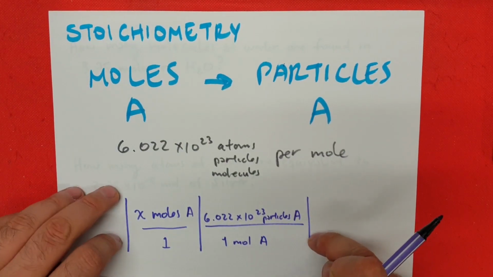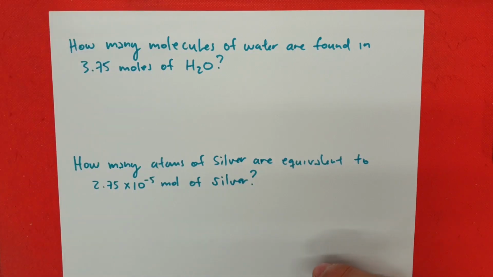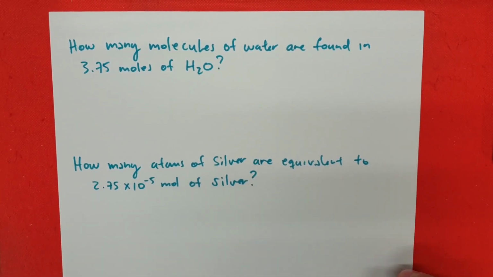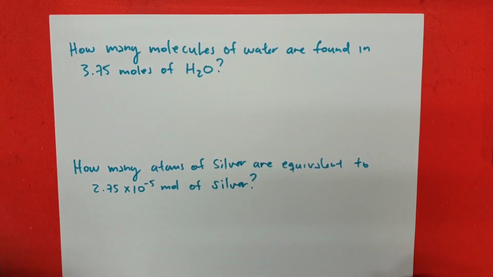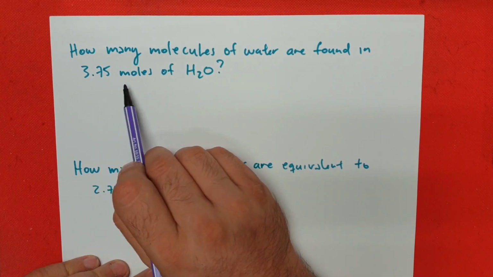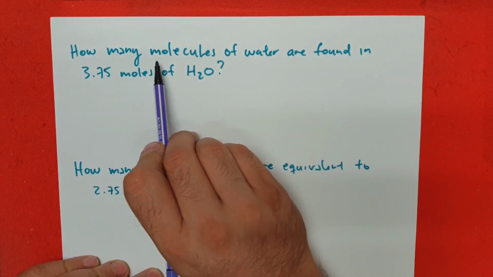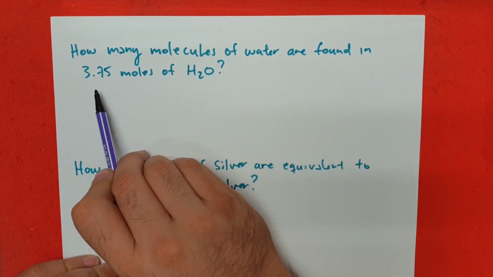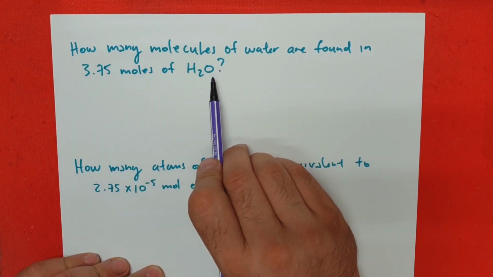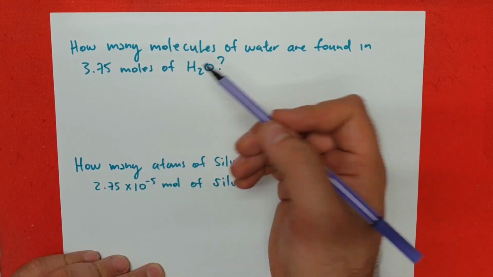So when we put this into practice, it's very simple. We have to look for our given, and in this case, our given is 3.75 moles of water. Let's read the problem. It says, how many molecules of water are found in 3.75 moles of H2O? So in this case, H2O and water are the same thing.